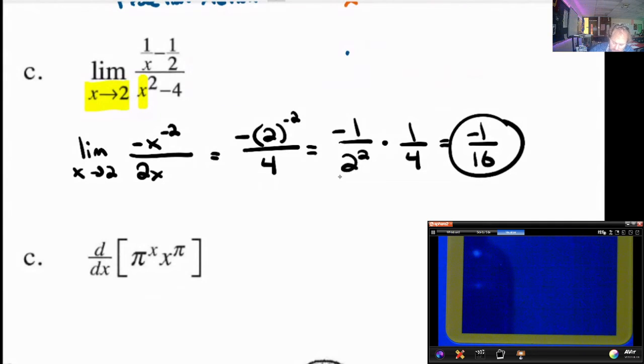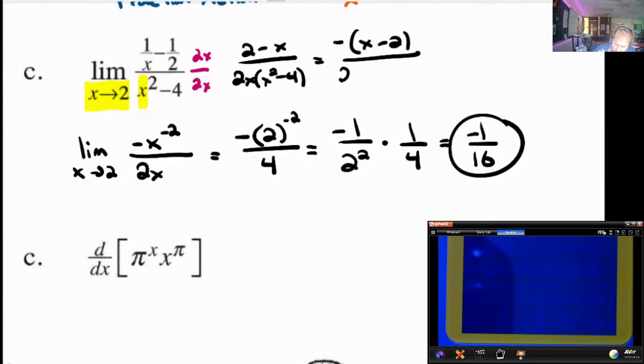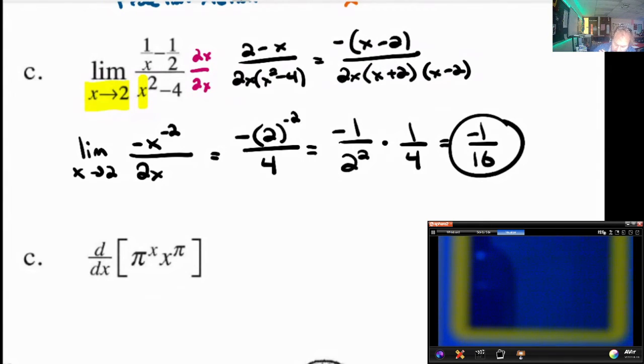My friends, if I was to try to not use L'Hopital's rule, here's what would happen. I'd multiply by 2x over 2x. On the top of the fraction, I would get 2 minus x. On the bottom of the fraction, I would have 2x times x squared minus 4. You might be thinking, how does that help? Well, I rewrite the 2 minus x as negative x plus 2. On the bottom, you can factor x squared minus 4 into x minus 2 times x plus 2. And now the x minus 2 cancels out, and you get negative 1 over 2x times x plus 2. Now you can plug in 2, and you'll get 4 times 4, and 16 is on the bottom. So that's another way to do the same problem.